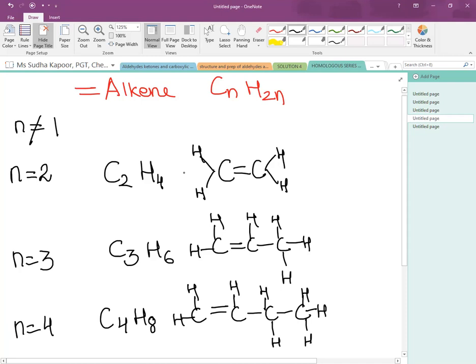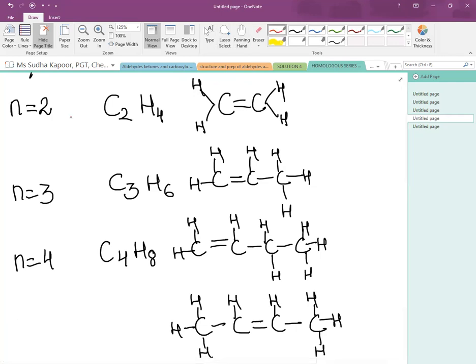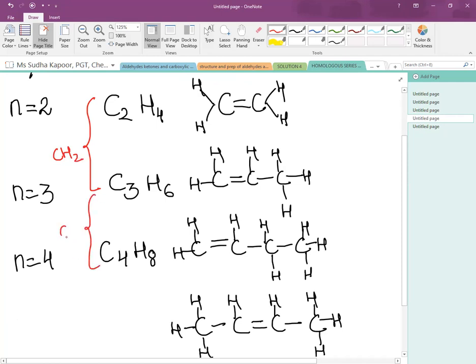But in case of n is equal to 4, there is another possibility also, that the double bond can be present between the second and third carbon atom. So we can show it also like this, but in this case, the name would be different. Both are having different nomenclatures. So this is about the alkenes having the homologous nature. We can say that between adjacent members, there is a difference of 1 carbon and 2 hydrogens.